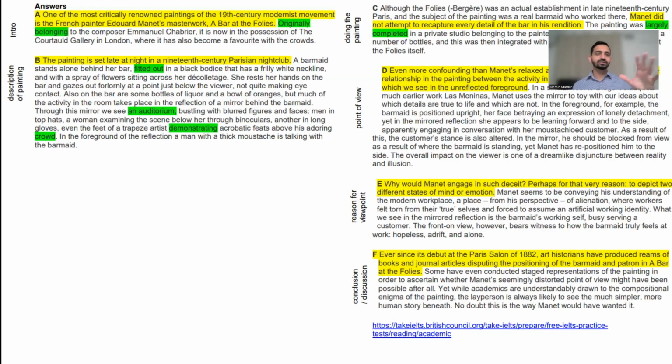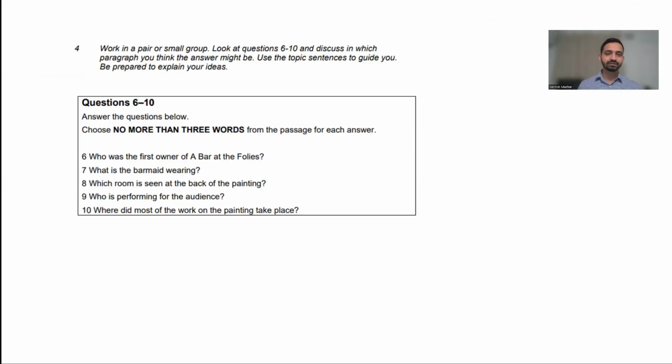So these are the topic sentences. In A, the first sentence is a topic sentence. In B, same thing, the first sentence is a topic sentence. In C, the second sentence is a topic sentence, to give you an idea of the topic. D, the first sentence is a topic sentence. E, the first sentence is a topic sentence, and F, it's the first sentence, topic sentence. So the first paragraph is intro. Second paragraph is description of the painting. Third paragraph is doing the painting. Fourth paragraph is point of view. Fifth paragraph is reason for viewpoint. And the last paragraph, paragraph F, is distinction and discussion. Cool.